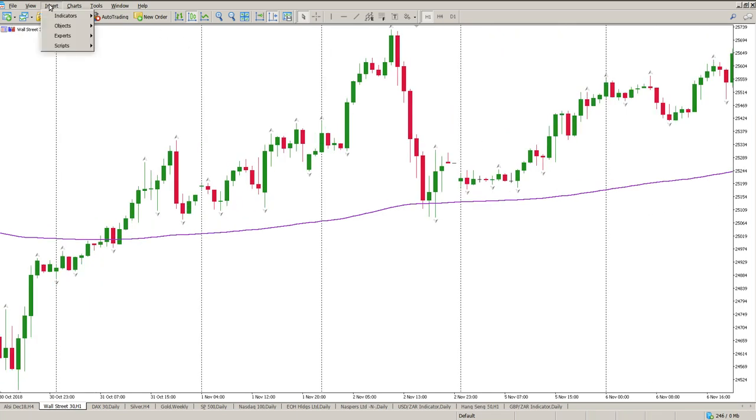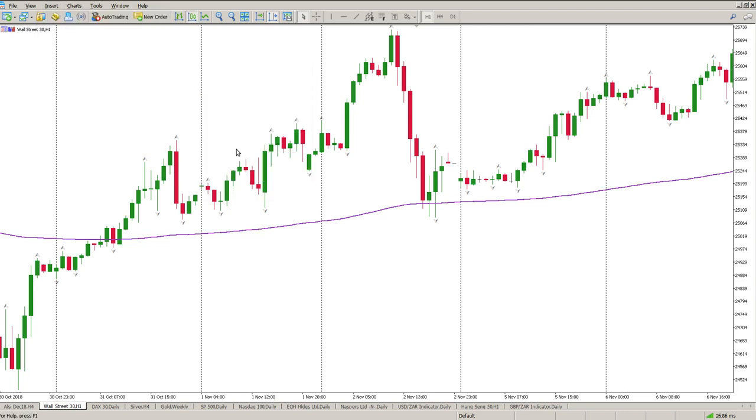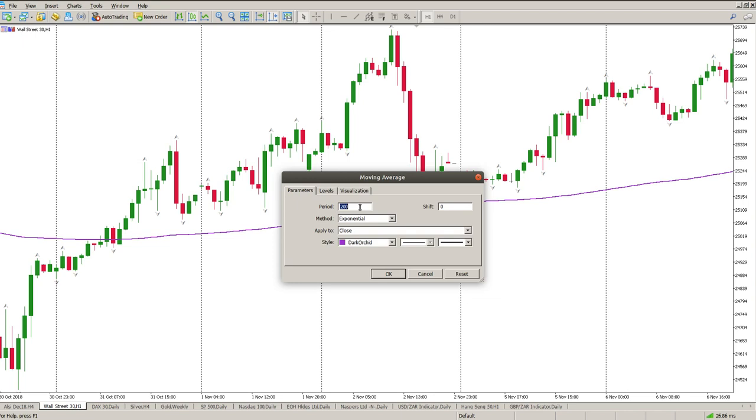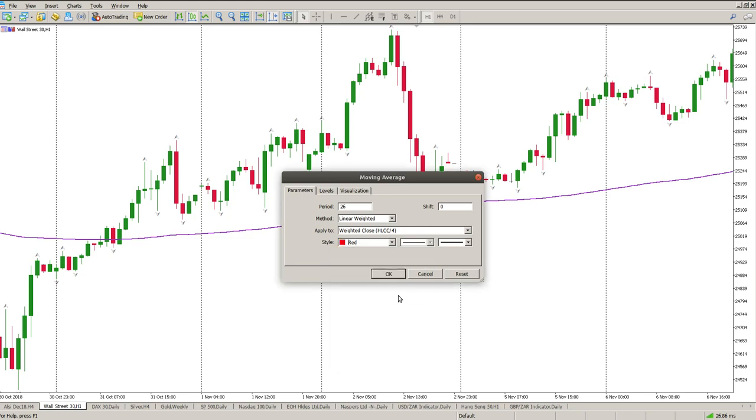The second part of the setup is some more moving averages. This is where we start getting a little bit clever. Firstly, we want a 26 moving average. It's not exponential. I'd like it to be linear weighted, and I'd like to apply it to the weighted close of the candle. This is going to be a red line.